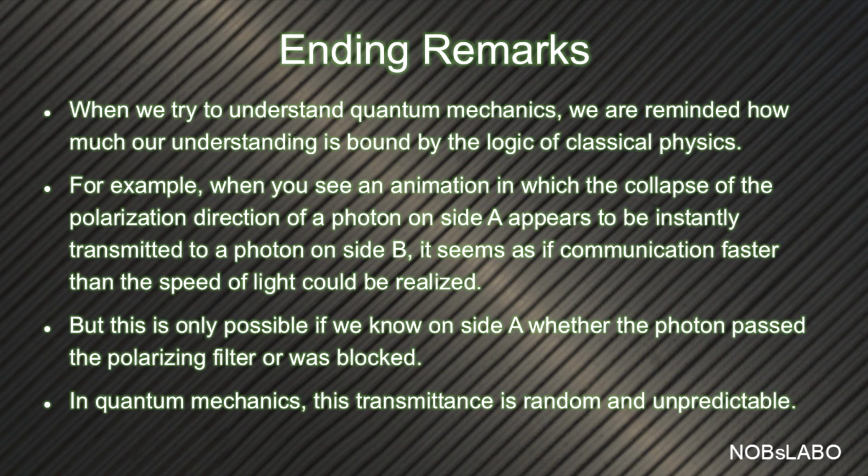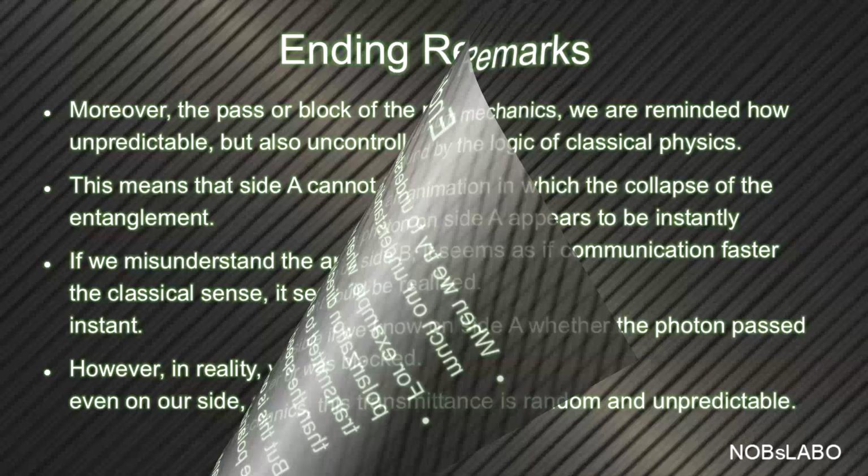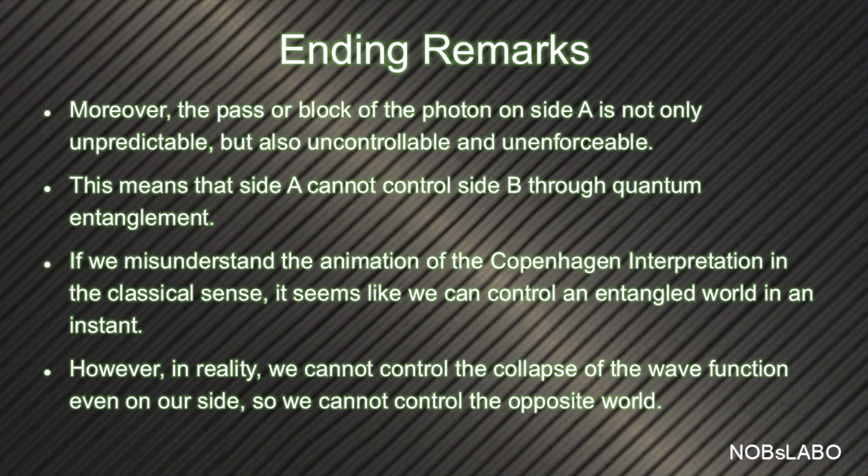But this is only possible if we know, on side A, whether the photon passed the polarizing filter or was blocked. In quantum mechanics, this transmittance is random and unpredictable. Moreover, the pass or block of the photon on side A is not only unpredictable, but also uncontrollable and unenforceable. This means that side A cannot control side B through quantum entanglement.